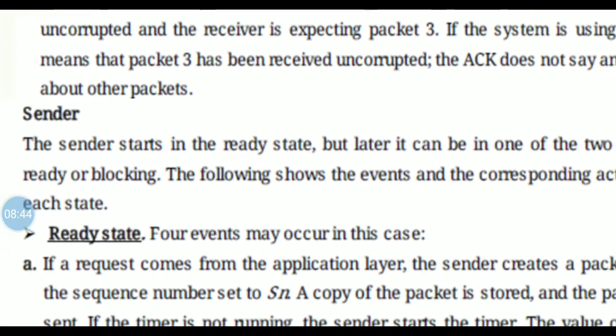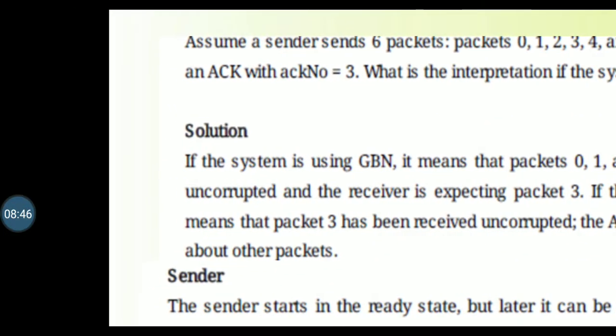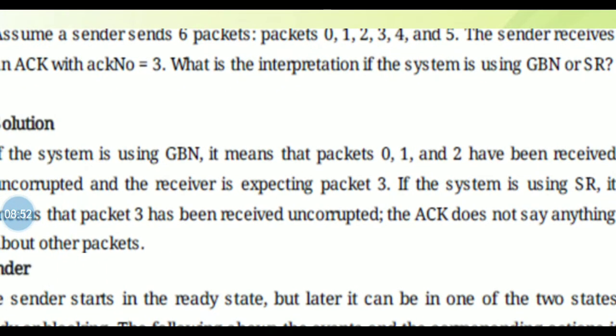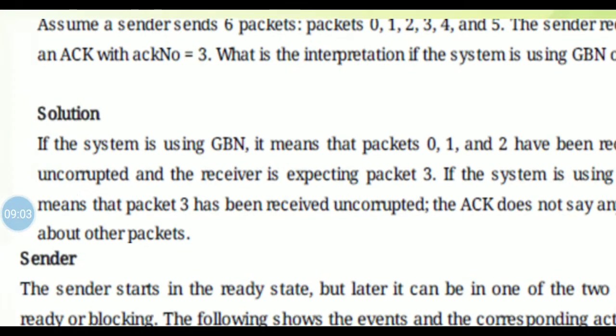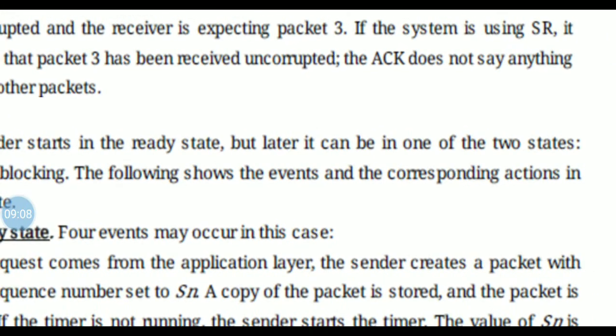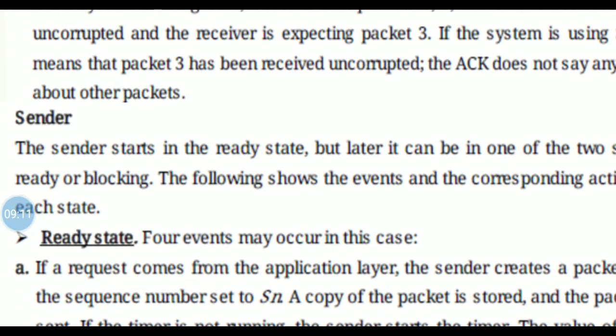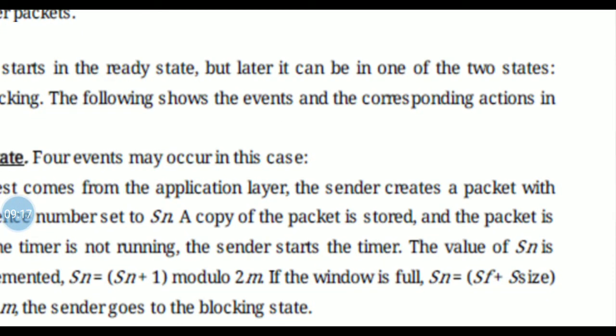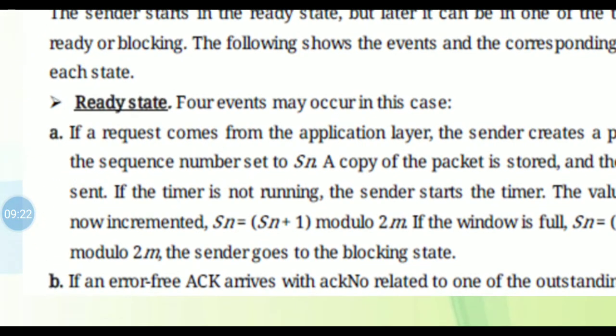Now we'll discuss the sender. The sender in the selective repeat protocol starts in the ready state. We are going to see this using the finite state machine for the selective repeat protocol. It is the same as that for GBN, but there are some differences. The sender starts in the ready state, but after some time it can be in one of two states, ready or blocking. There are certain events that take place and corresponding actions in each state.